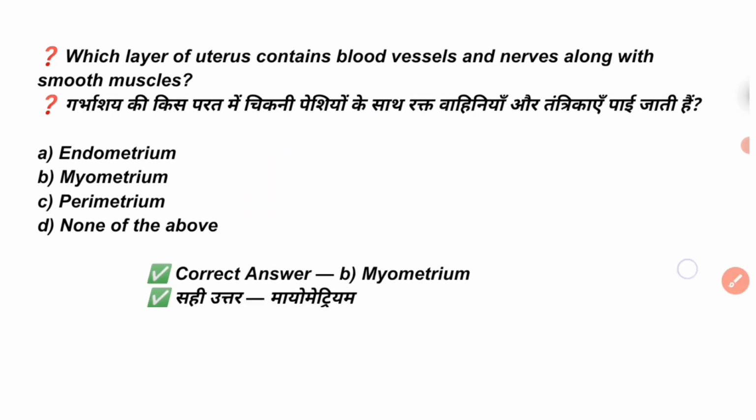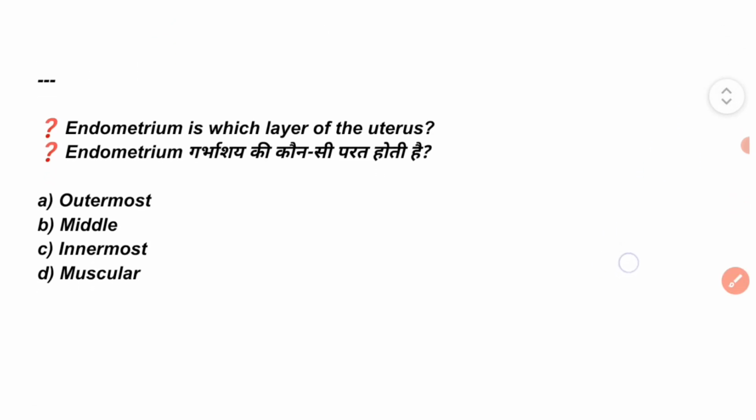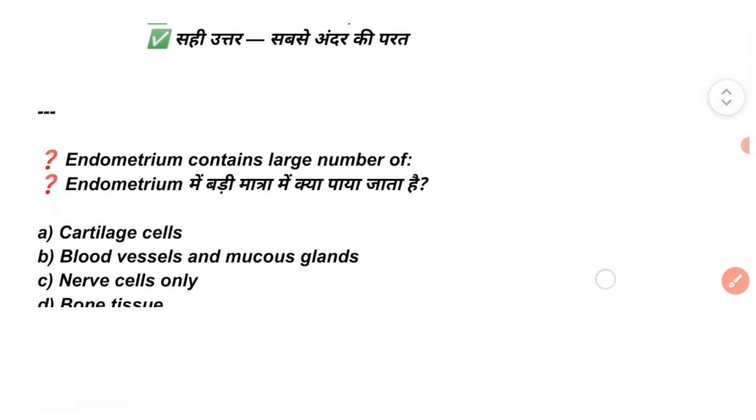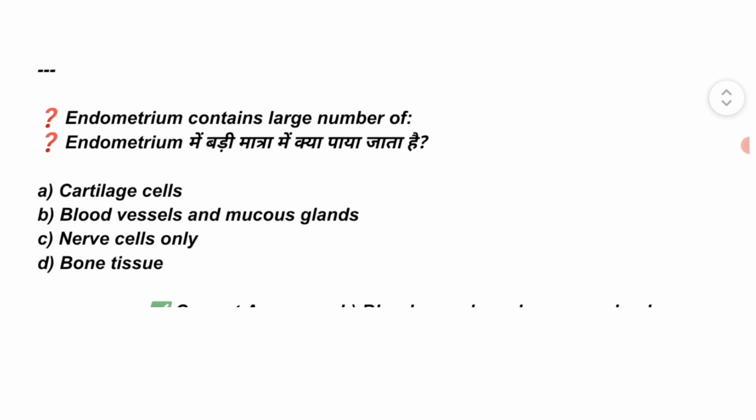Myometrium. Next question. Endometrium is which layer of the uterus? The right answer is option C. Innermost. Next question. Endometrium contains large number of. The right answer is option B. Blood vessels and mucous glands.